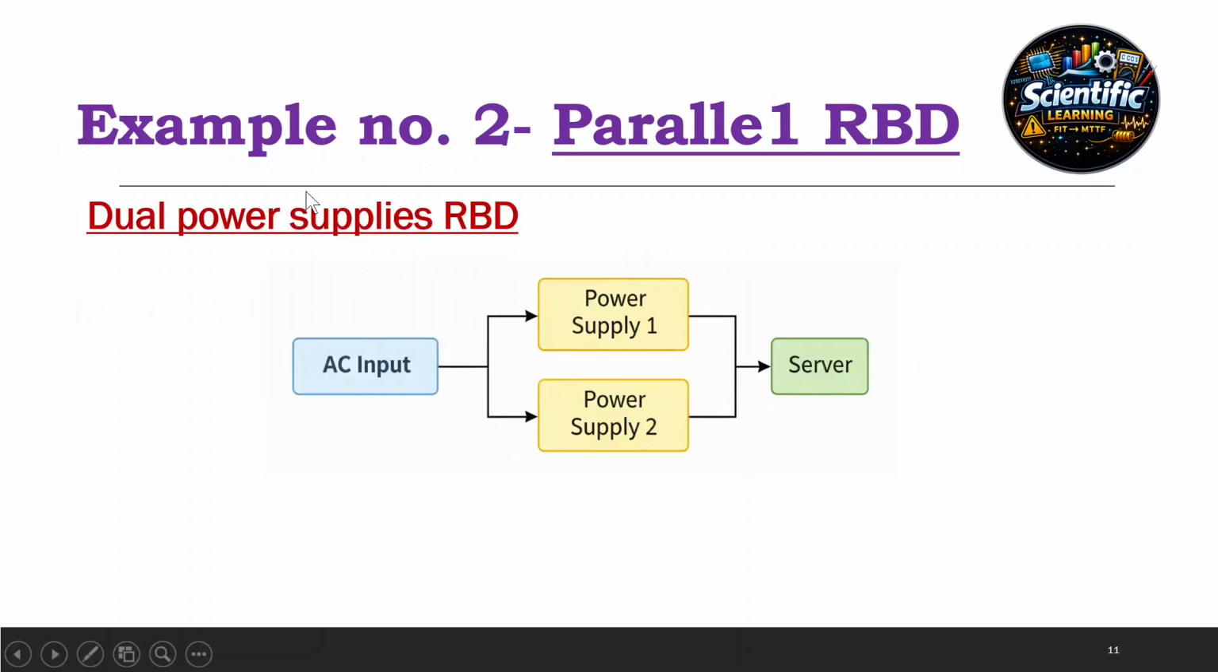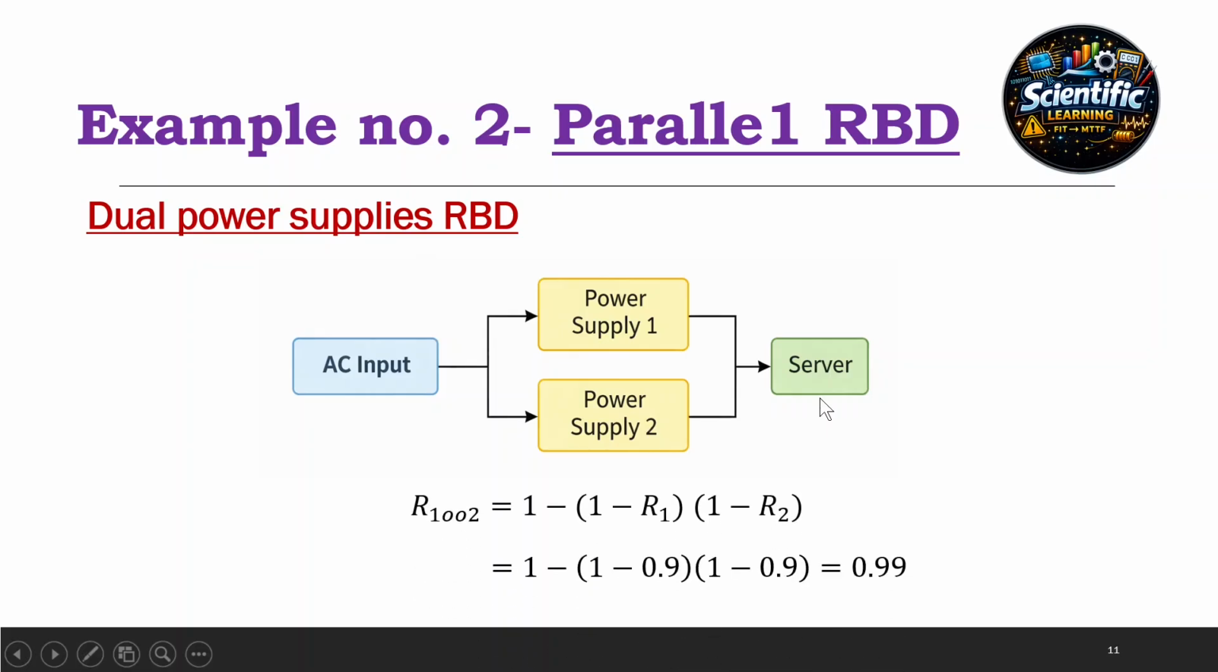So for our example, that is dual power supplies, the RBD can be drawn like this, where the two power supplies are connected in the parallel manner and given to the server. And using the reliability expression shown in the previous slide and substituting the reliability values for these power supplies, we are getting a reliability of 0.99.